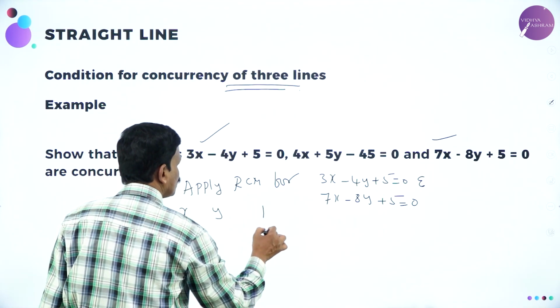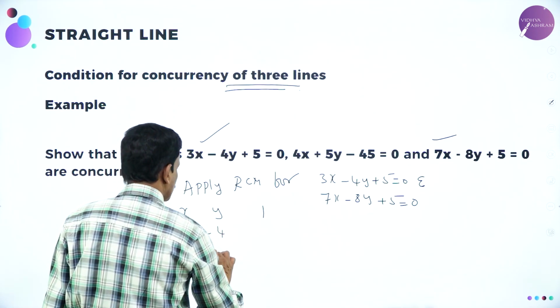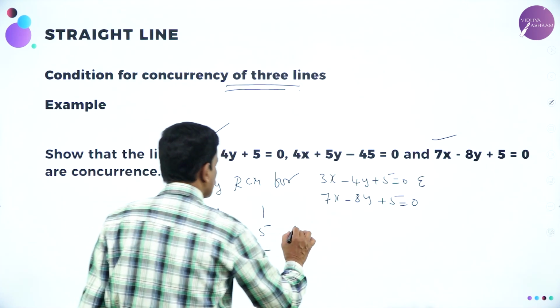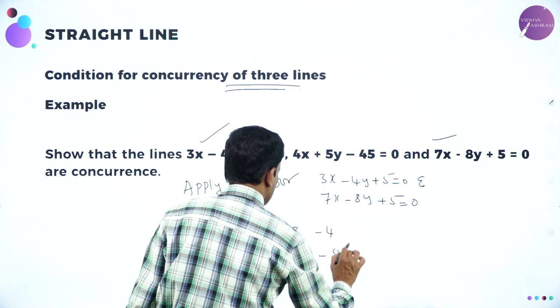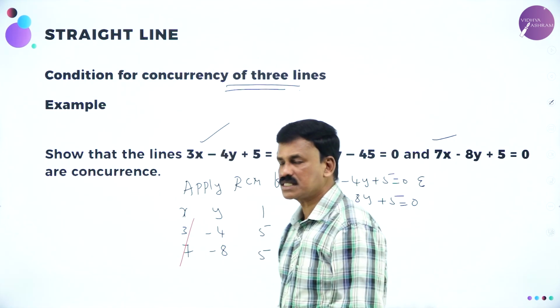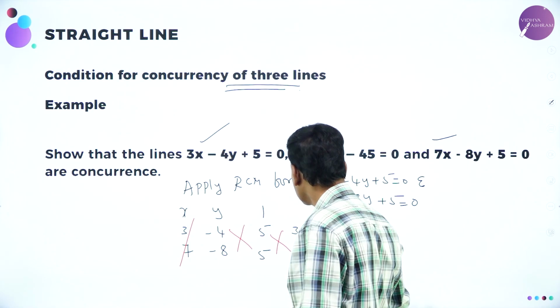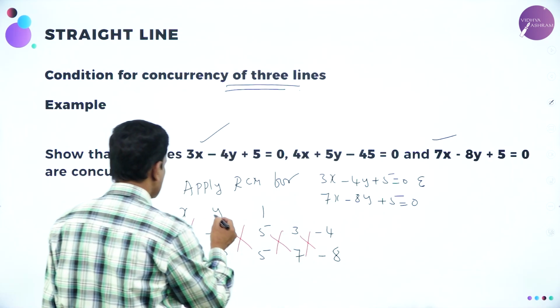X, y and 1. Coefficient of x is 3 and 7. Y is minus 4 and minus 8. And the constant terms are 5 and 5. Repeat these two. 3, 7 and minus 4 and minus 8. Okay. Now, strike this. Just cancel this and cross multiply like this.